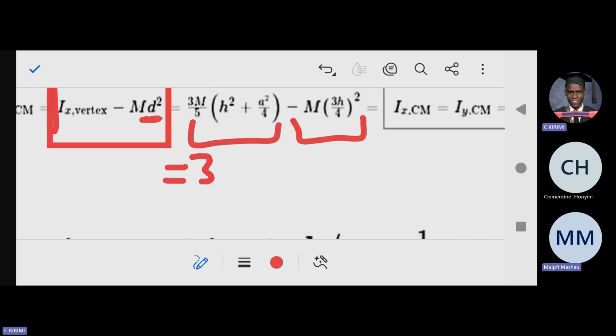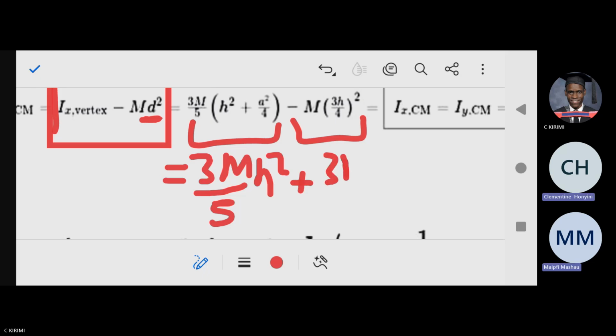So this will be 3m h² over 5. Then it's subtracting this one, it is h², isn't it? Yeah. And then there's another one, plus 3m h² over 20.